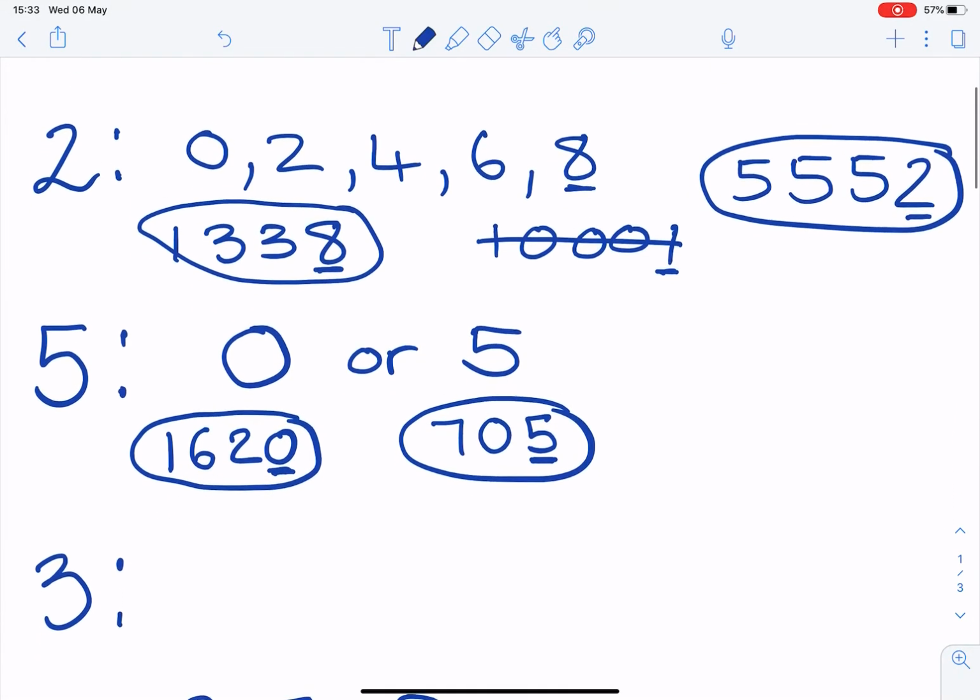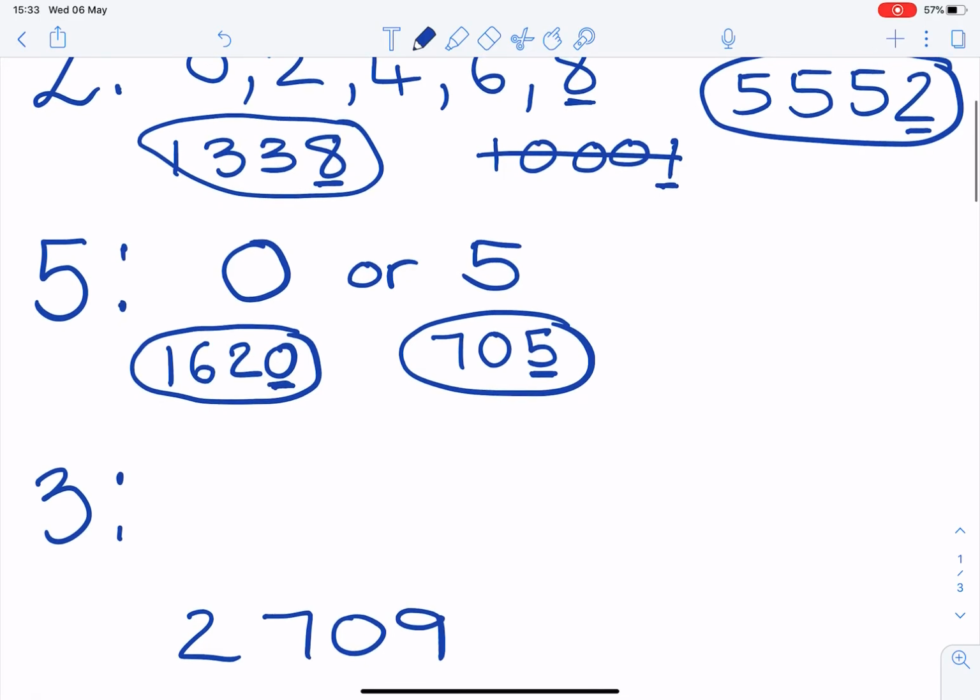Right, let's move on to 3. A number is divisible by 3 if the sum of all the digits is divisible by 3. Now, sum means plus, the sum of all the digits. So, if we say 2 plus 7 plus 0 plus 9, what do we get? 2 plus 7 is 9, plus 9 is 18.